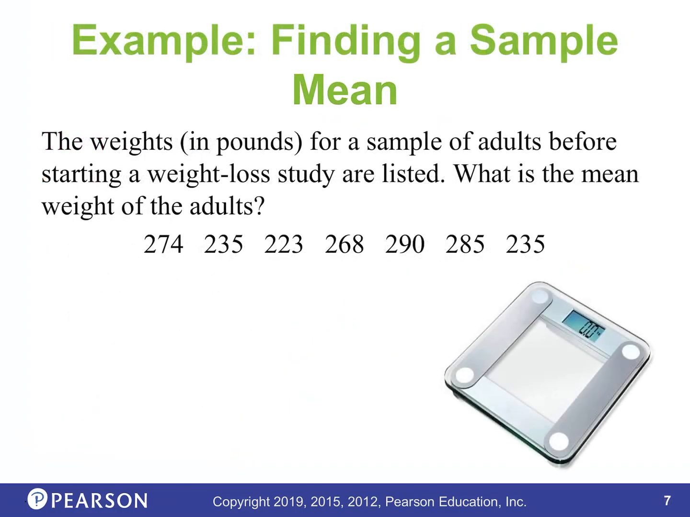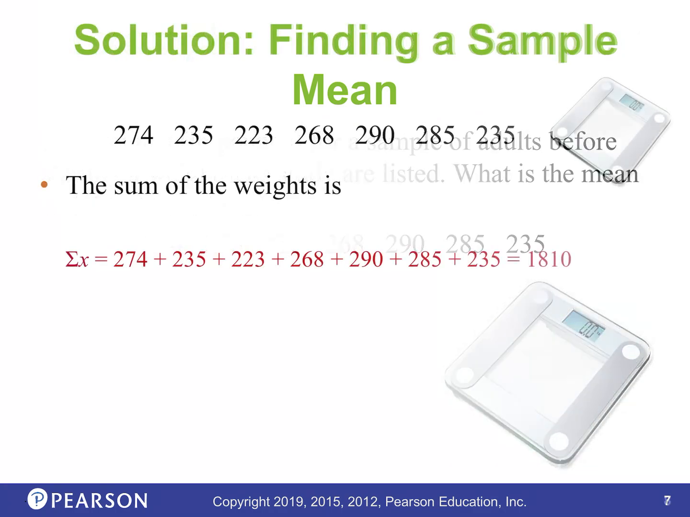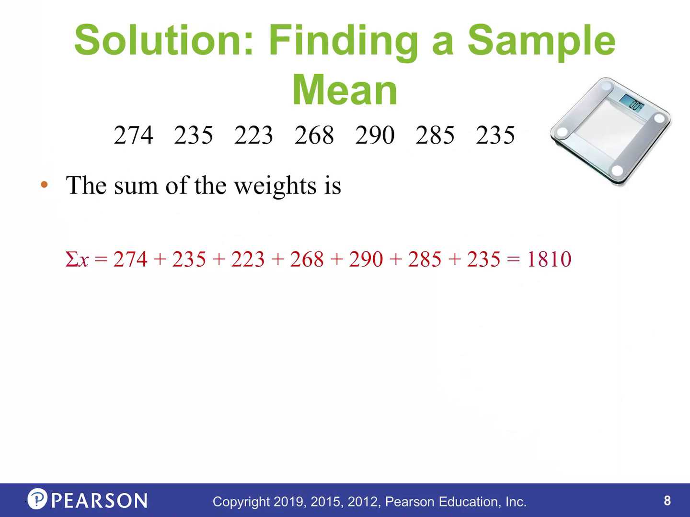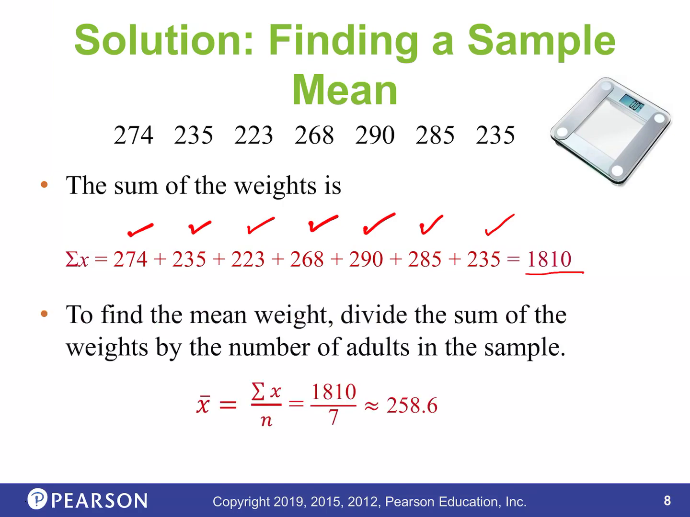Let's do an example. The weights in pounds for a sample of adults before starting a weight loss study are listed. What is the mean weight of the adults? Well, we're being asked for a sample mean, but it doesn't matter if it's sample or population, the mean formula is the same. We're going to add up all the entries: 274, 235, 223, 268, 290, 285, and 235. Let's use our calculator. We should get 1,810. And then we have to divide by the number of entries.